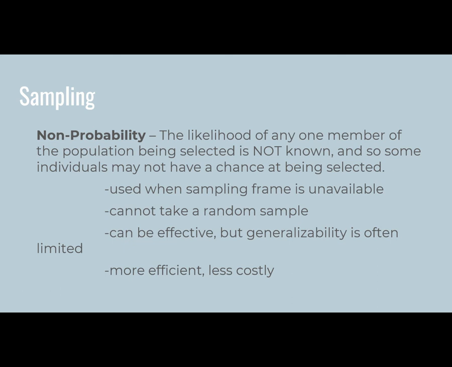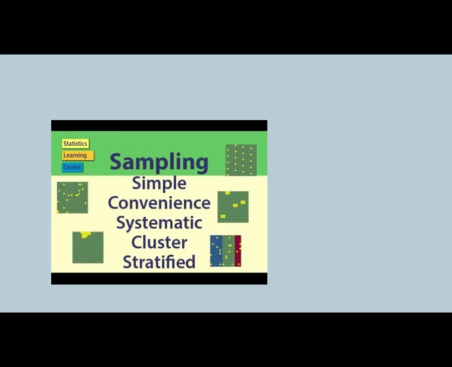So if you don't have a sampling frame available, so you don't have a phone book that has everyone in your population that you want, or you cannot take a random sample for whatever reason, you can be extremely effective, but generalizability is limited. They're more efficient because you can go faster, and they're less costly, but you don't have the generalizability.